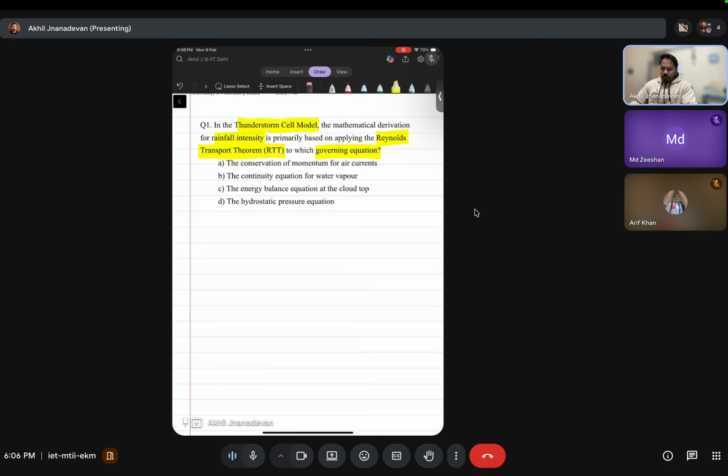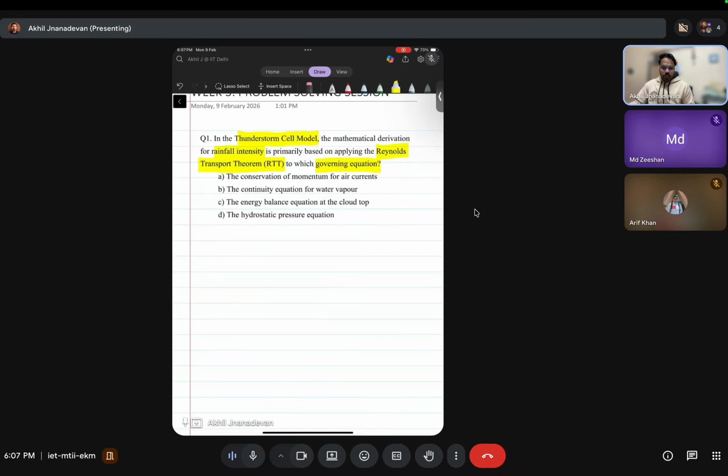But the question here is, if you are using a thunderstorm cell model to find the rainfall intensity, which governing equation are we trying to convert to the Eulerian or control frame of reference using RTT? The options are conservation of momentum for air current, continuity equations for water vapor, energy balance equation at the cloud top, and hydrostatic pressure equations. Can anyone tell the answer?